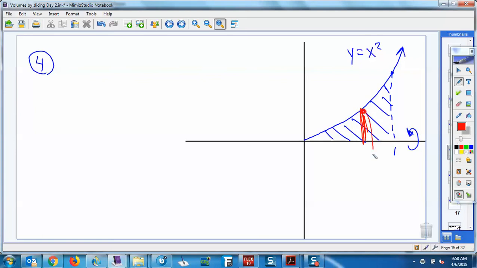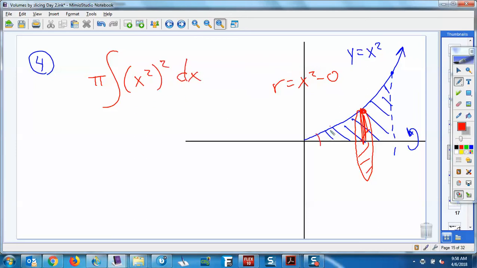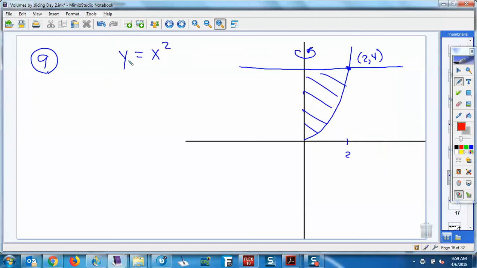Okay, go to number 4 quickly here. We got radius. We revolve it. Creates that slice. You got a radius, top y value x squared, bottom y value 0. So the circle slices pi radius squared from 0 to, what is that, 1? 0 to 1. So easy. Answer of pi fifths.